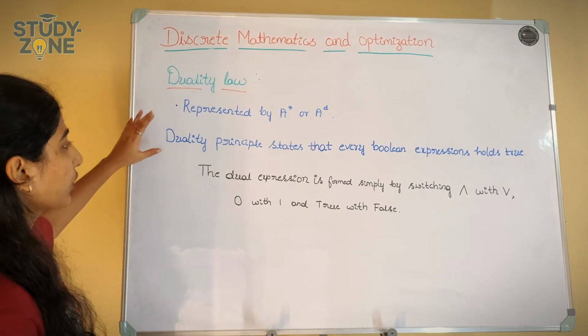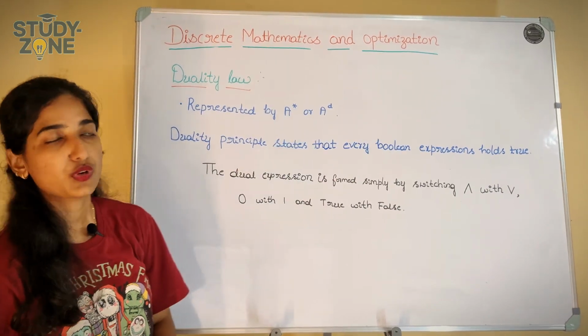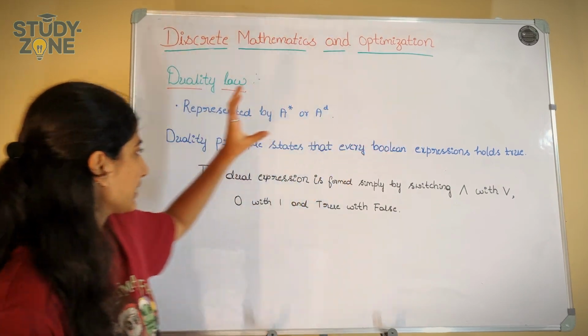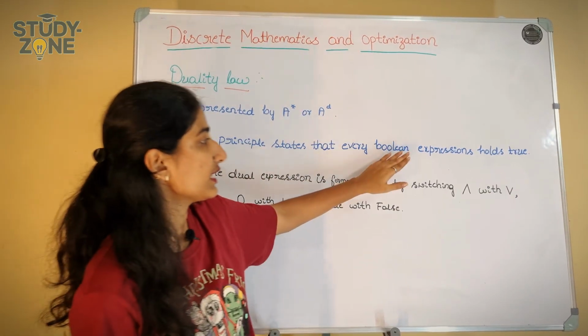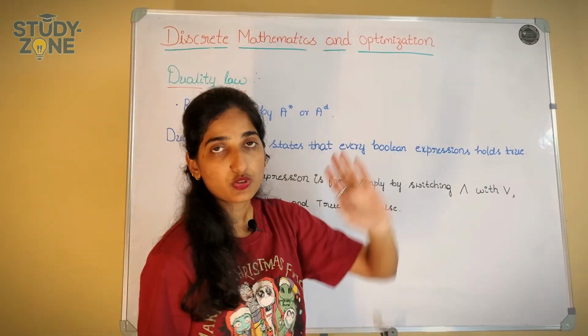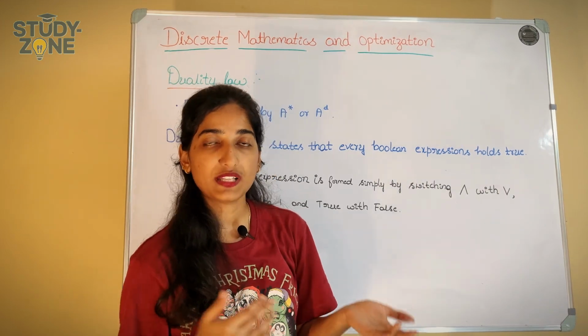Okay. So duality principle states that every Boolean expression holds true. So you will come across this in the later example. You will understand what this statement suggests. Okay. For this, let's be clear with Boolean expression holds true, which means we can take and in the place of or, true in the place of false.